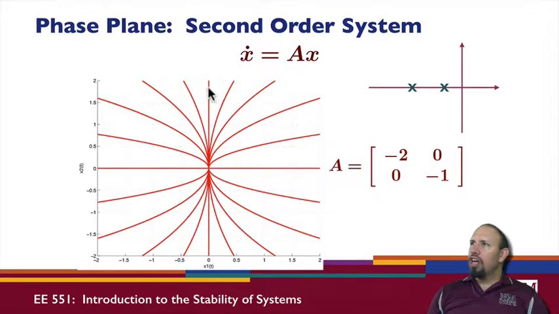Notice that if we start on an eigenvector, and notice this is actually an eigenvector for the system, remember whenever we have a diagonal matrix, the eigenvectors are the unit basis vectors.